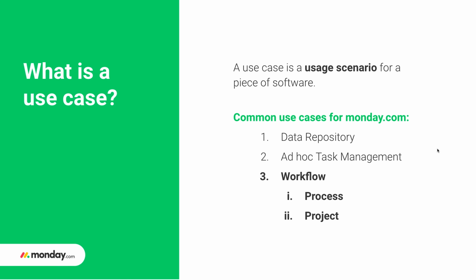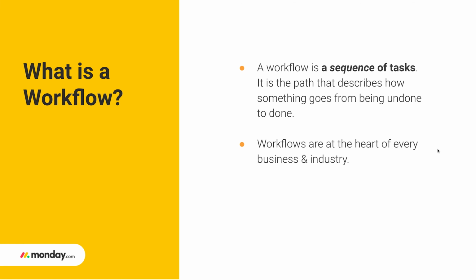So now I'm going to move on one slide and we're going to talk about what is a workflow. So at this point, we're not even getting into process and project yet. We're just talking about what is a workflow. So the way that we have defined a workflow is a sequence of tasks. So a path to describe how something goes from being undone to being done. So that probably sounds fairly vague, right? And you might be trying to assess what workflows you have in your company. But let me give you a couple of examples, right?